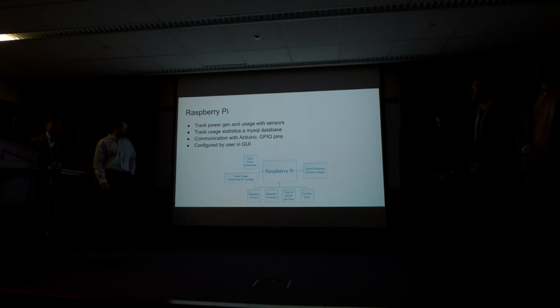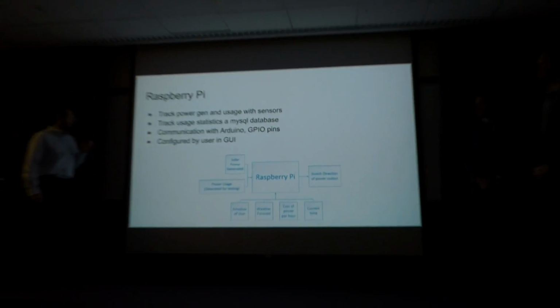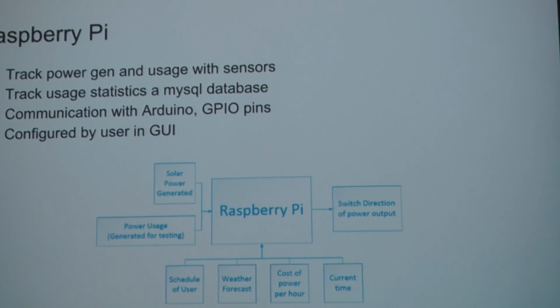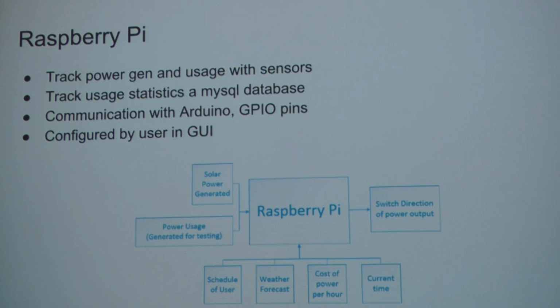Okay, so the Raspberry Pi, as said before, will track the power generation and usage using the sensors placed throughout the system. These usage statistics that we track hourly will be saved into a MySQL database that the user can, using a separate application, look at on a graph so they can track their yearly power usage. We will communicate with Arduino units throughout our system through the Raspberry Pi's GPIO pins, and the user will be able to configure the system using an easy-to-use graphical user interface.